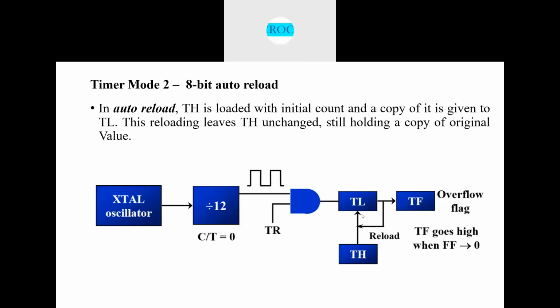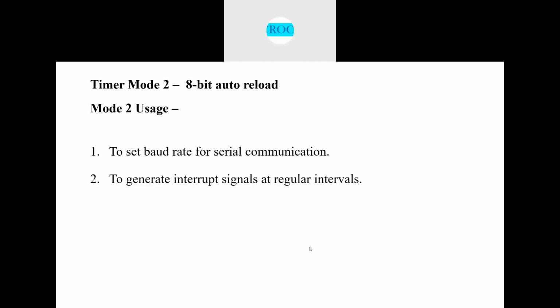Again, whenever it reaches FFH, it will reset and set the overflow flag to 1, and this lower byte register will again be loaded with the A0H value, because the higher byte register has a value of A0H there. This is the operation of a timer in mode 2.